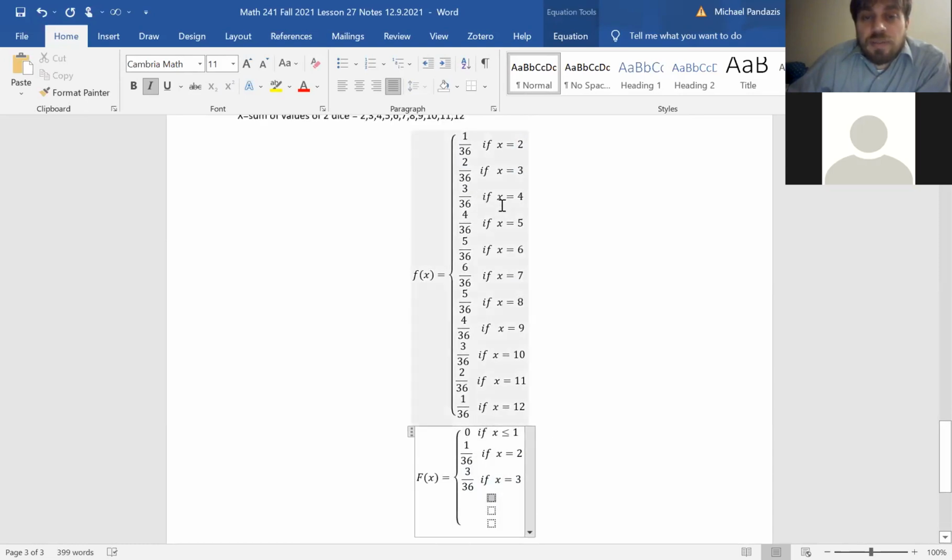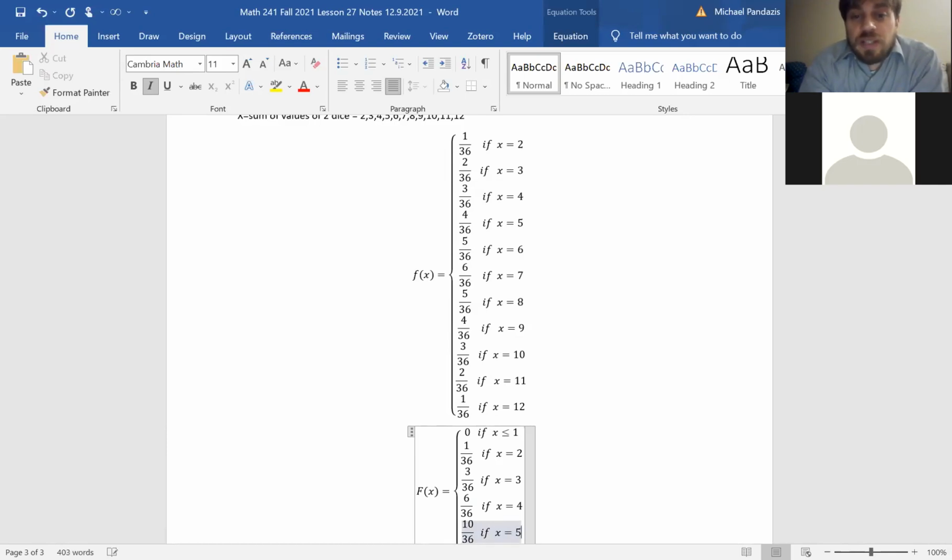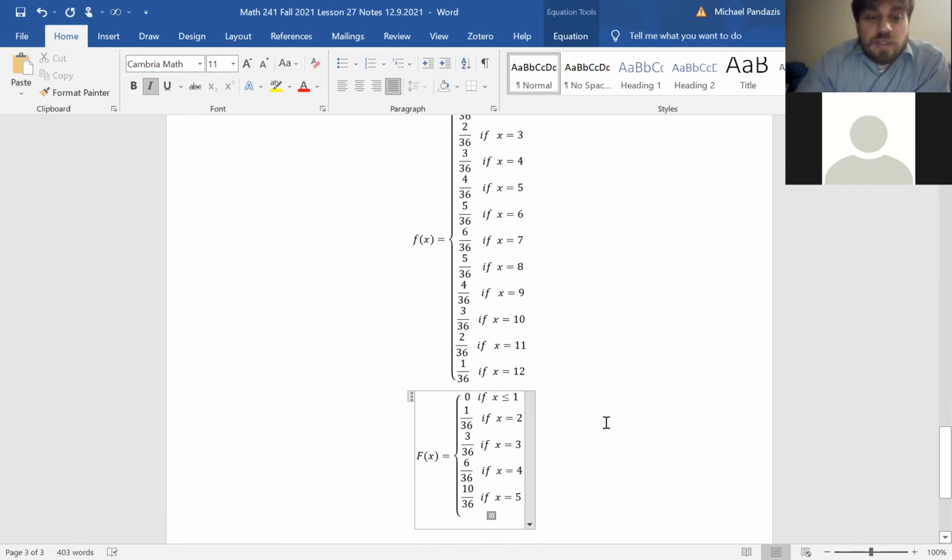And then the next one, if x is 4, you have another 3 over 36. So this is 6 over 36 if x is 4. That's the probability that capital X is at most 4. Then you get another 4 over 36. You get 10 over 36 if x is 5. You now add a 5 over 36. So you get 15 divided by 36 if x is 6.